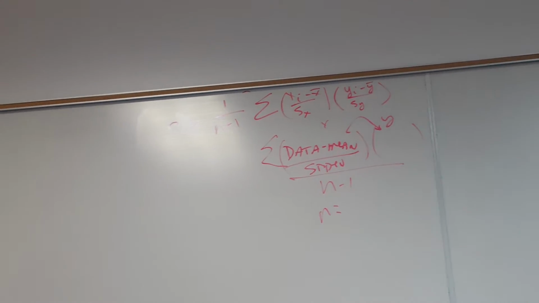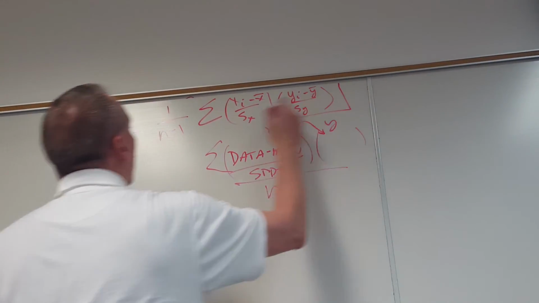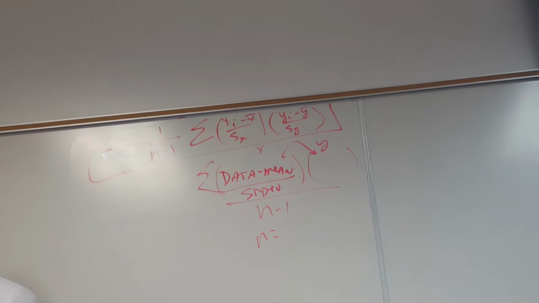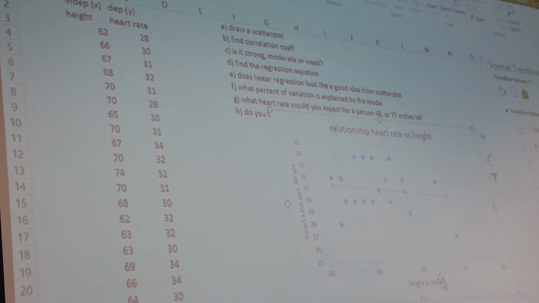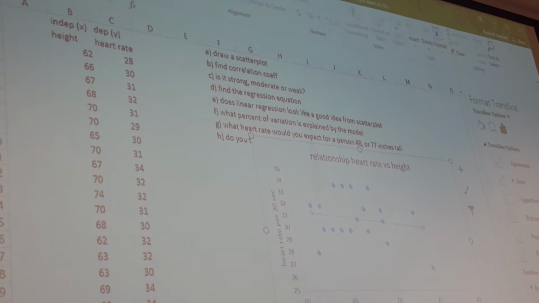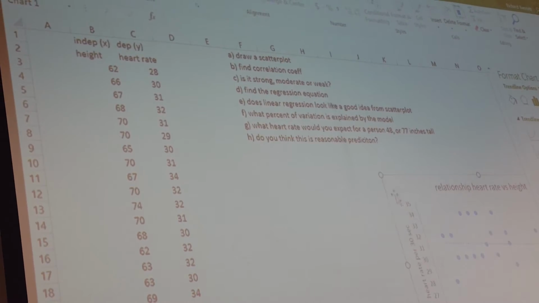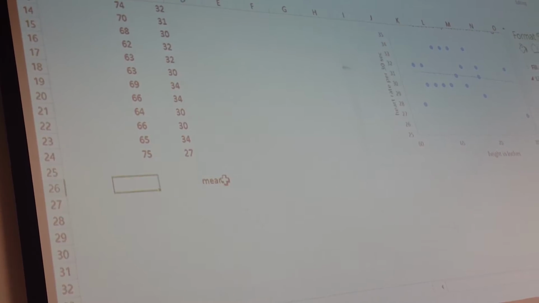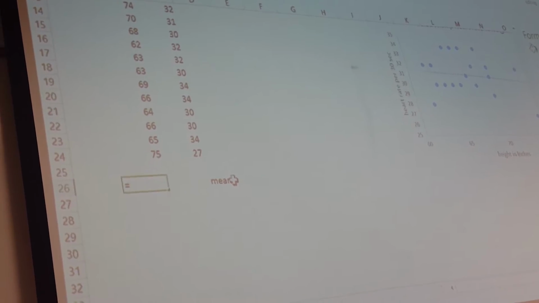Okay, so let's go through the steps. Here's your equation. Who can talk me through doing this? You'd find the mean of x and y data. Okay, so the first thing we need to do is find the mean of the x and the y data. We do that with average.